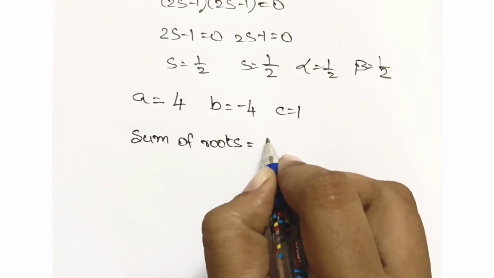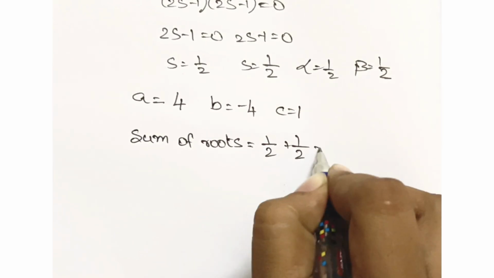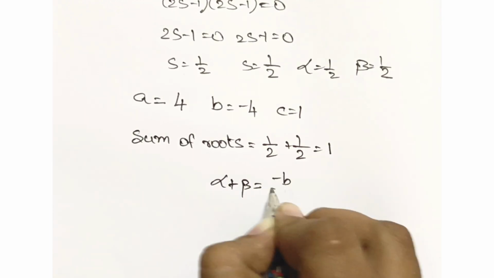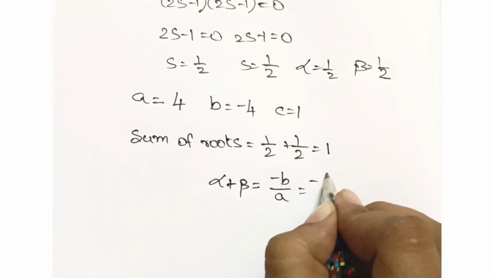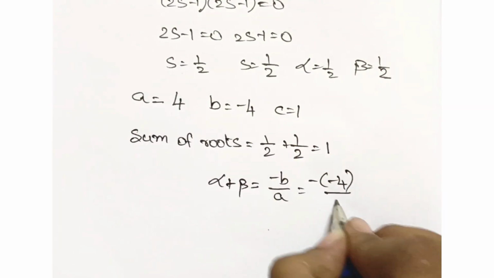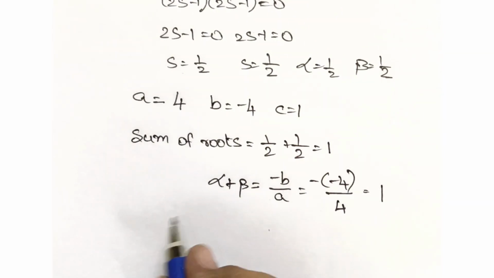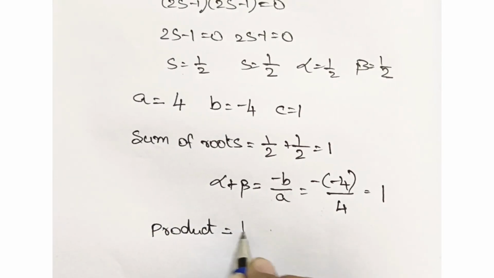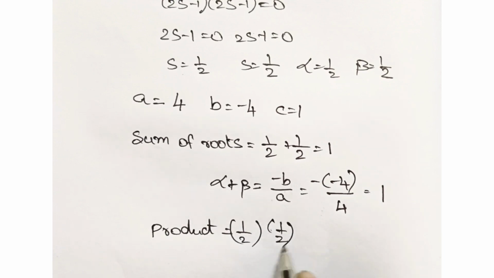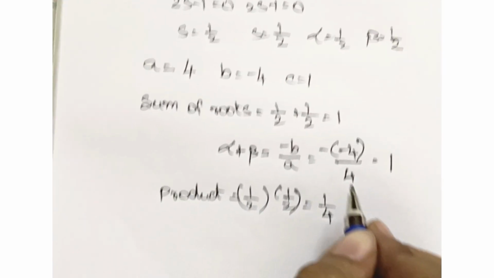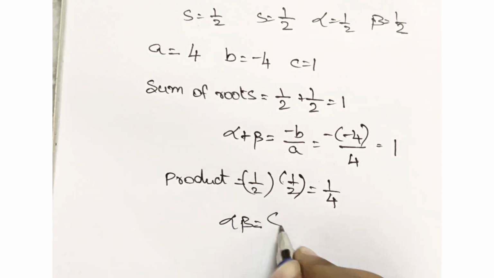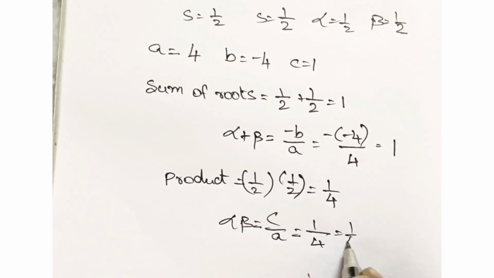Sum of roots equal to 1 by 2 plus 1 by 2 is 1. Alpha plus beta equal to minus B by A. What is B? Minus 4. Minus of minus 4 by what is A? 4, equal to 1. Next, the product of roots. 1 by 2 into 1 by 2. It's 1 by 4. Then alpha beta is equal to C by A. What is C? 1. A is 4. So 1 by 4.